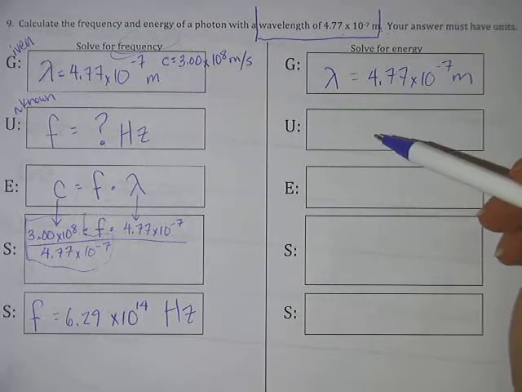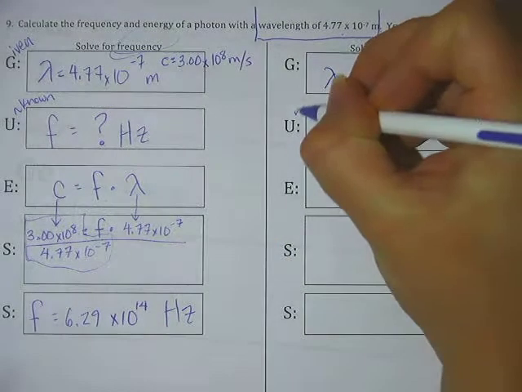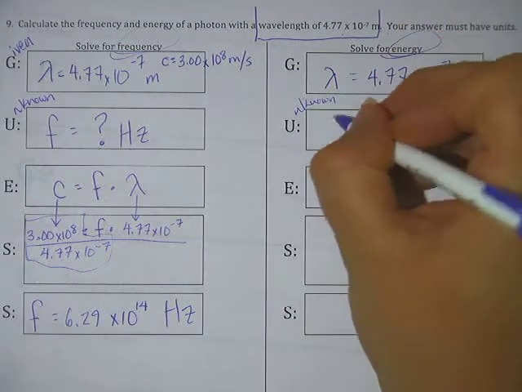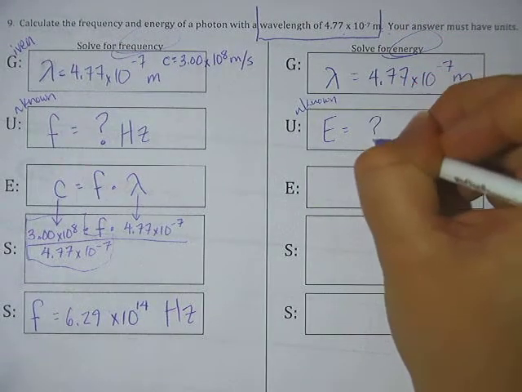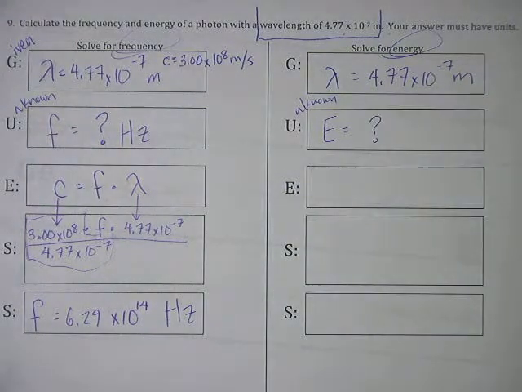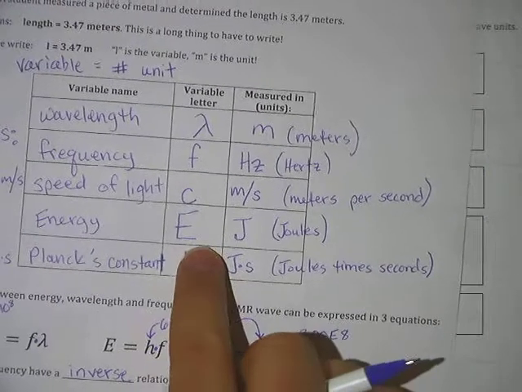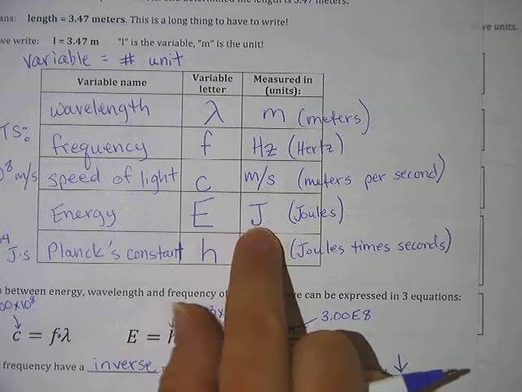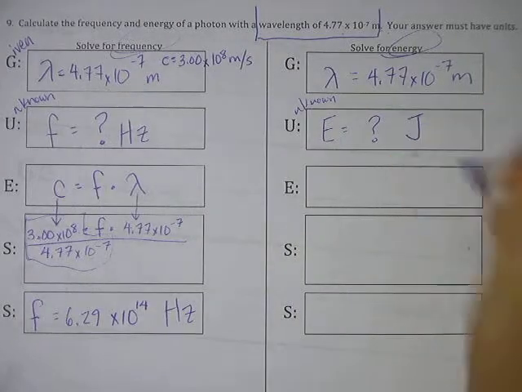Let's look at the other problem. This one, our unknown, they ask us to solve for energy, so that's going to be E equals question mark, and we need units on it. Again, you need to know, I'm not going to tell you for the quiz that energy is measured in joules. That is a thing you just have to know. So we'll put a J here.